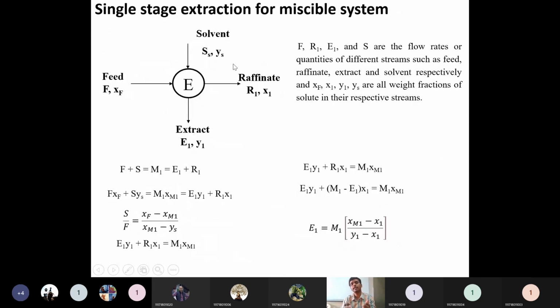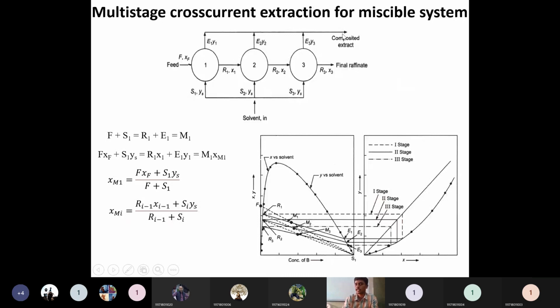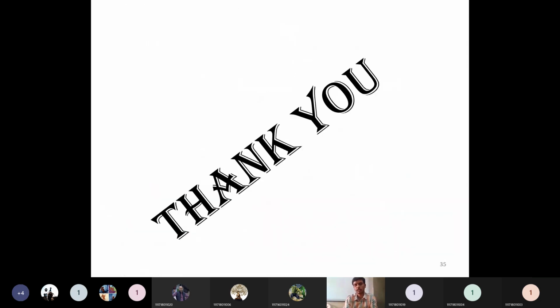In this complex case, we have to operate simultaneously on two graphs, the equilibrium graph and another extract and raffinate phase graph, and find out how many stages are required for the separation. So this is somewhat complex. According to your syllabus, single stage extraction for the miscible case and multi-stage cross-current extraction for the miscible case are there. After that, your syllabus is completed.